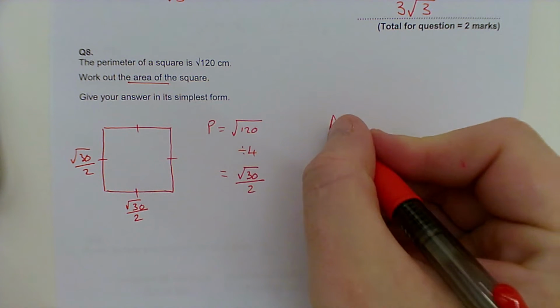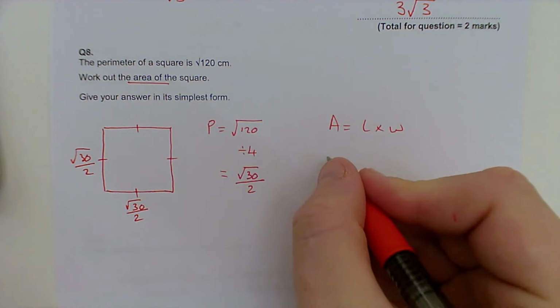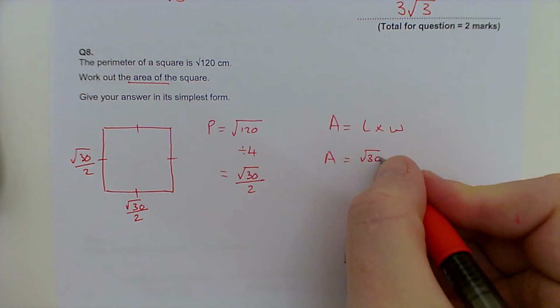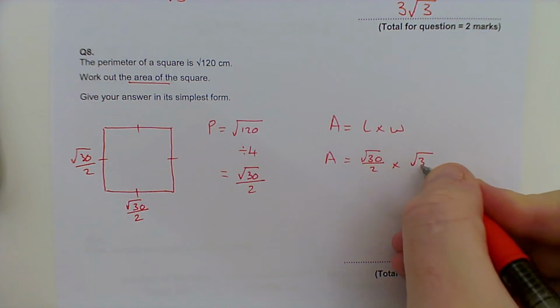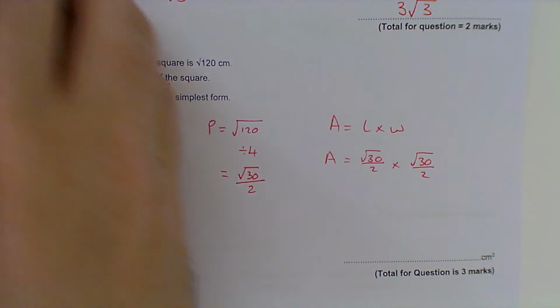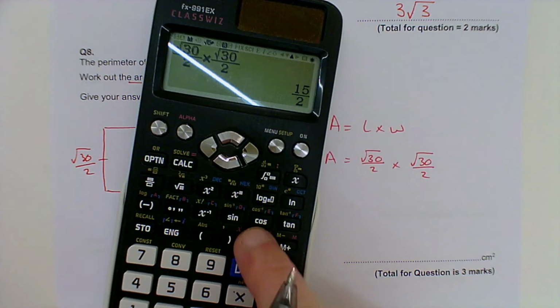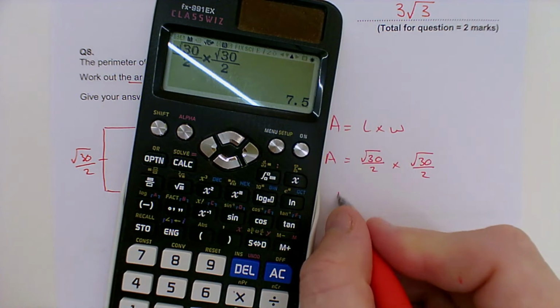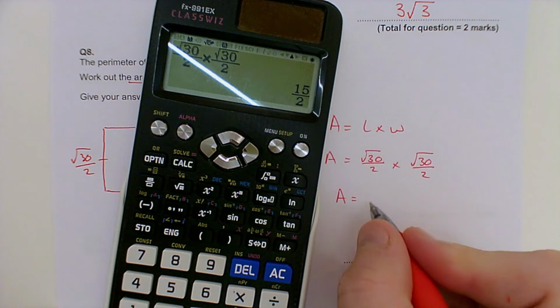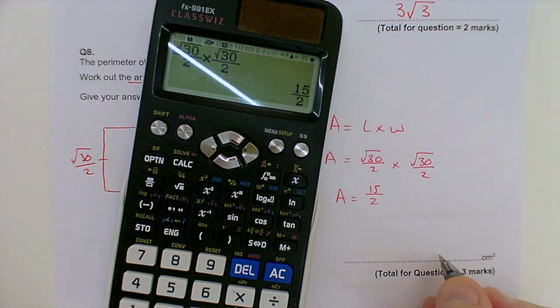Well, if you remember for area, it's length times width. So area is going to be root 30 over 2 multiplied by root 30 over 2. On the calculator, I'm literally just going to type it in: fraction, root 30 over 2 multiplied by root 30 over 2, and I get an answer of 15 over 2. And when I press the S-D button, I get 7.5 centimetres squared.